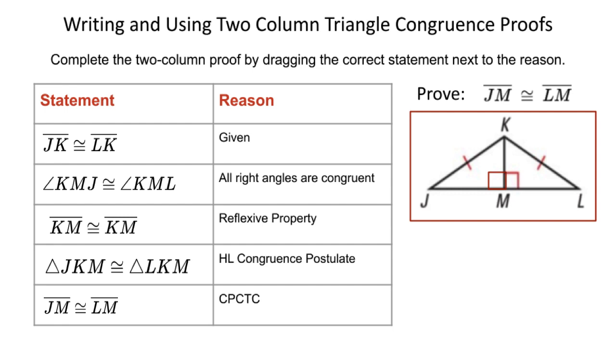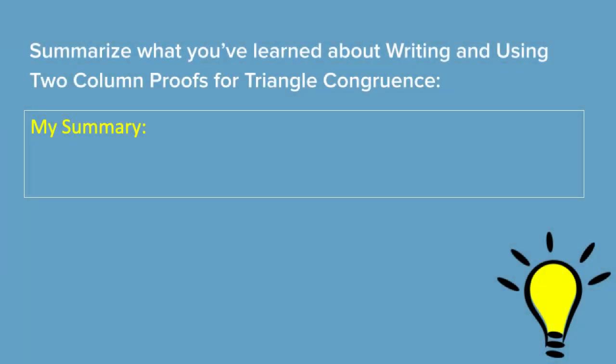How did you do on the two-column proof where none of the statements and none of the reasons were given? We'd like you to summarize what you learned about writing and using two-column proofs for triangle congruence. It's important when you're learning something new to pause and write down what's important to remember.